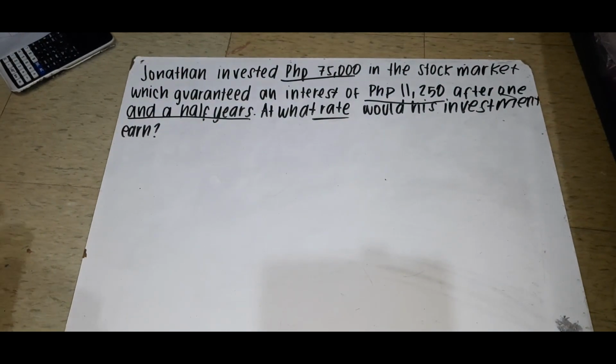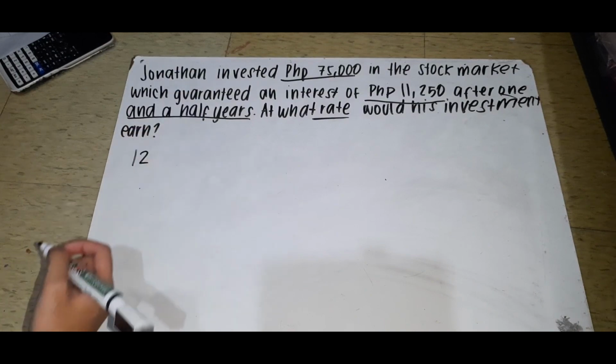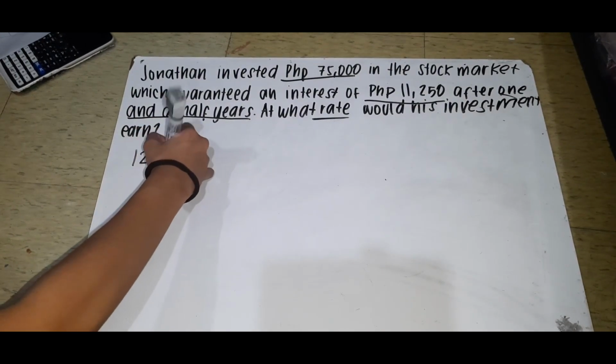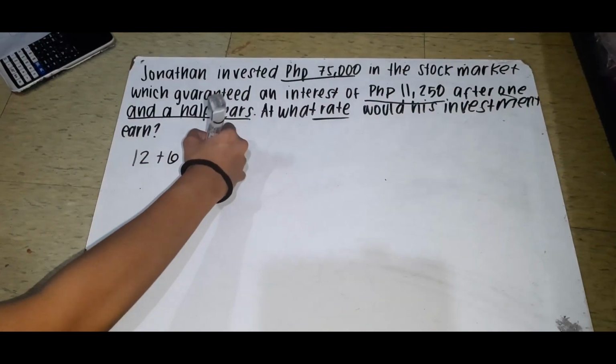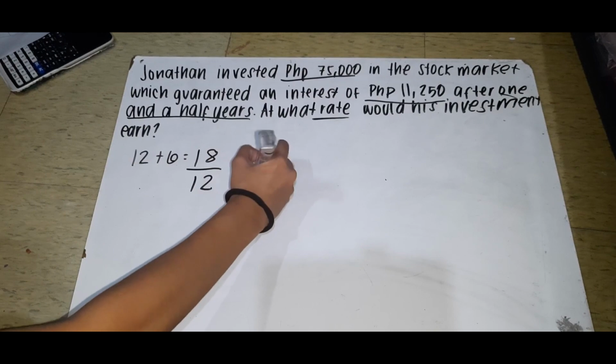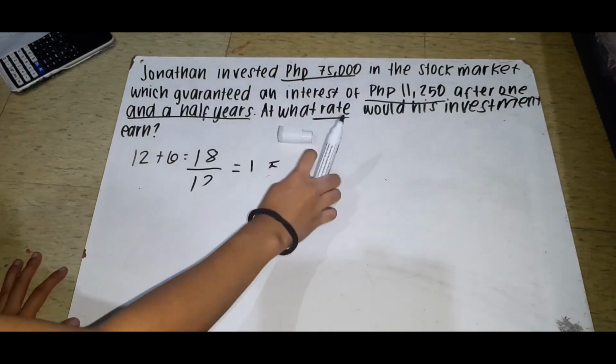Since the time is 1.5 years, we need to solve for the time first. So 1 is already a whole year or 12 months. And a half a year is 6 months. So it will be 18 months divided by 12, it would be 1.5. So the time would be 1.5.